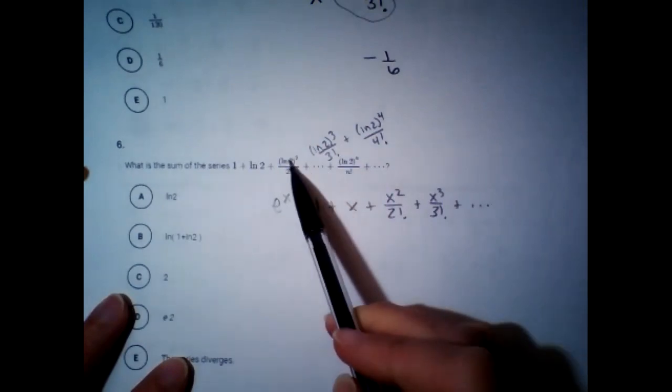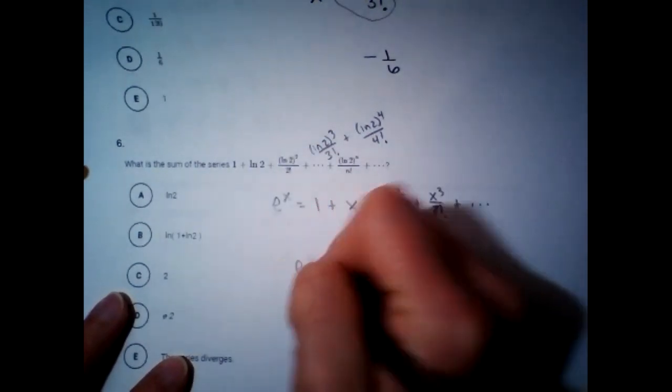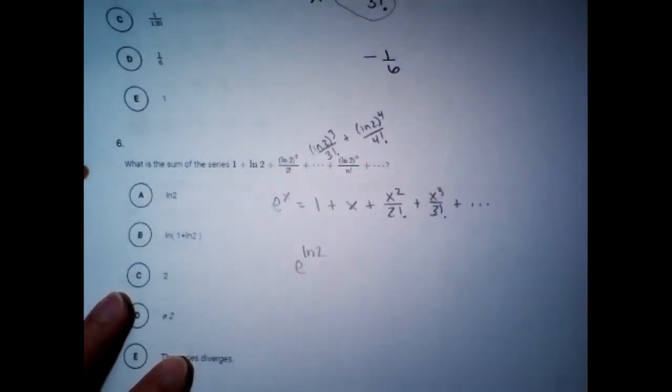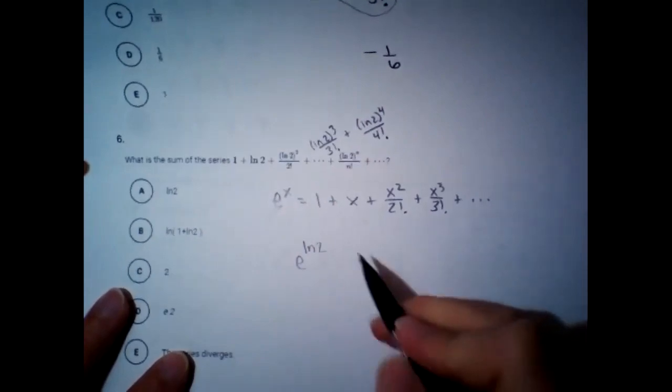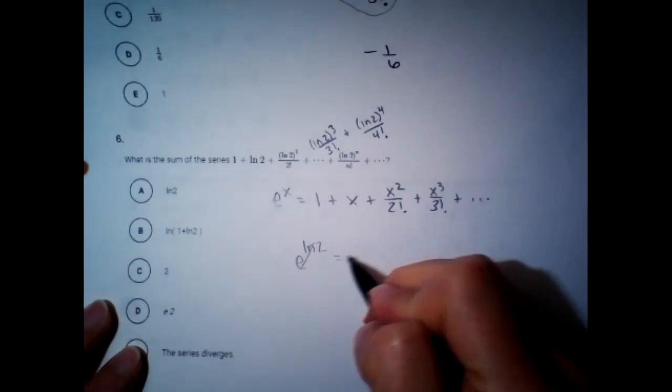And so what they've done is they've plugged in ln of 2 for x. So what they've done is e to the power ln of 2. So everywhere there's an x, they plugged in ln of 2. So that's what this is going to all equal. And e and ln cancel out. And so that's just going to end up being 2. So that one is C.